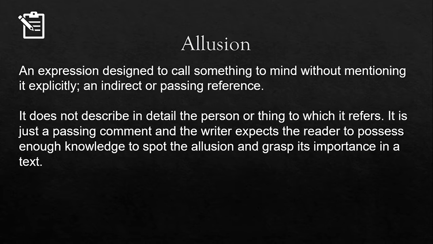The literary element or device that we're going to learn today is allusion, which is an expression designed to call something to mind without mentioning it explicitly. An indirect or passing reference. It does not describe in detail the person or thing to which it refers. It is just a passing comment, and the writer expects the reader to possess enough knowledge to spot the allusion and grasp its importance in a text.